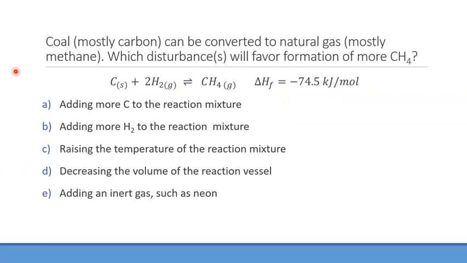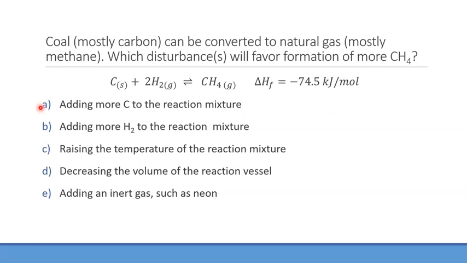Now let's consider these scenarios. Coal, which is mostly carbon, can be converted to natural gas, which is mostly methane, and it has a delta H of formation of negative 74.5 kilojoules per mole. Right away, this tells you something about the reaction. It tells you that it is an exothermic reaction because it's releasing heat. It has a negative delta H of formation. So let's see which disturbances will favor more methane.